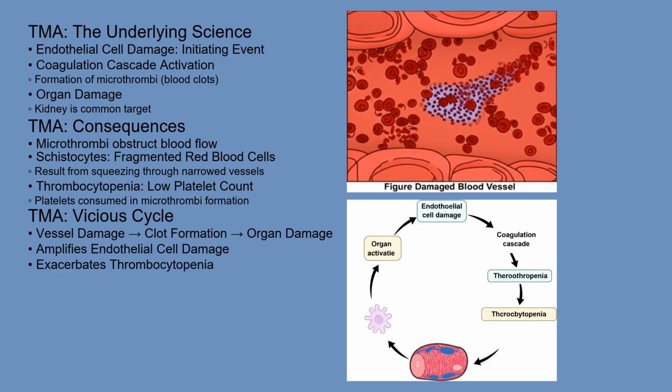The reduced blood flow also causes red blood cells to be fragmented as they squeeze through the narrowed vessels, creating what are called schistocytes. At the same time, platelets, essential for blood clotting, are consumed in forming these thrombi, leading to thrombocytopenia, a low platelet count. The overall effect is a vicious cycle of vessel damage, clot formation, and organ damage.